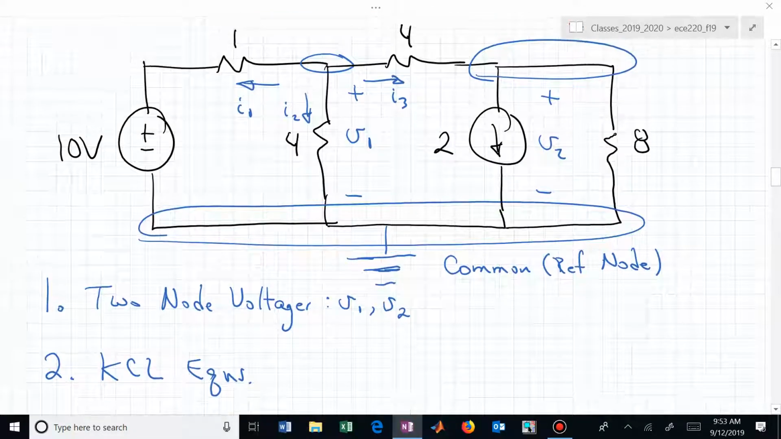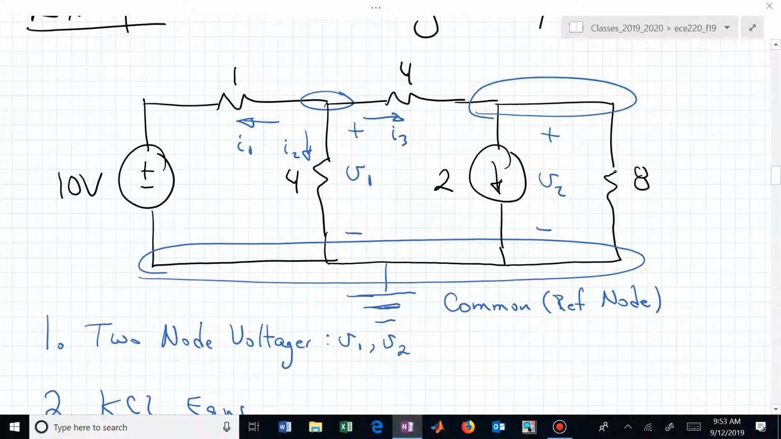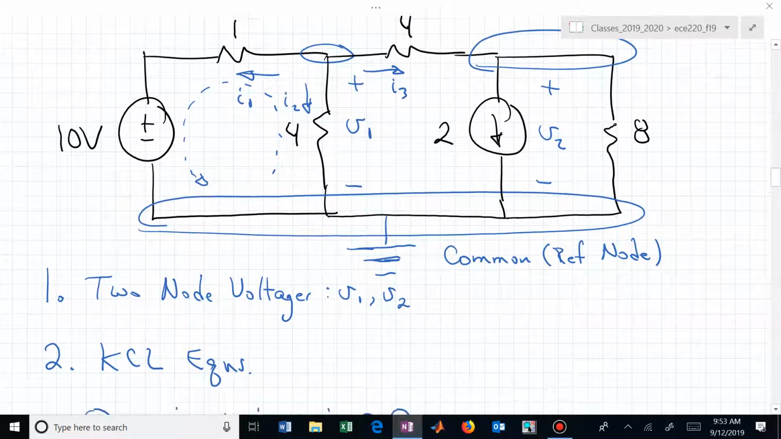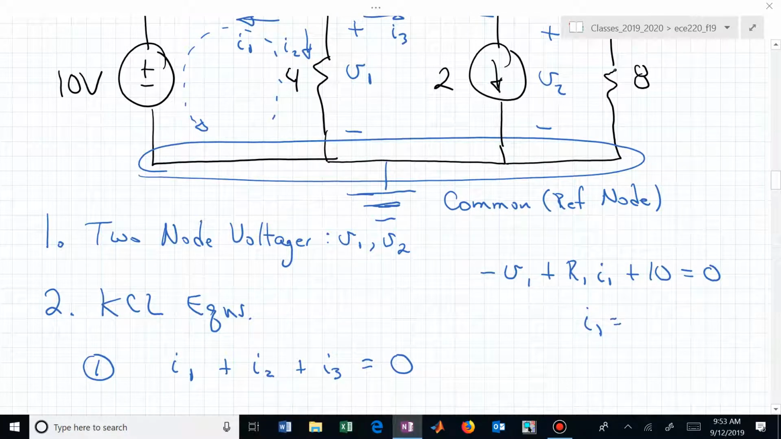And if that's not comfortable to you, you could apply a KVL equation, which is really what we just did. We did minus V1 plus R1 I1 plus 10 is equal to 0, and I1 is now V1 minus 10 over R1. That's where that came from.